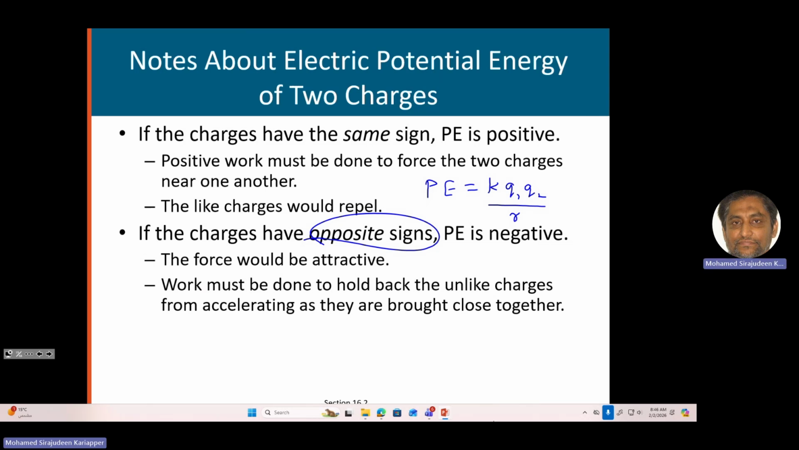Suppose the other one is of opposite sign. You don't need to bring it, it will come by itself. You only have to hold it, right? Otherwise, it will come by itself. The potential energy is now negative. It becomes less and less as it comes closer.